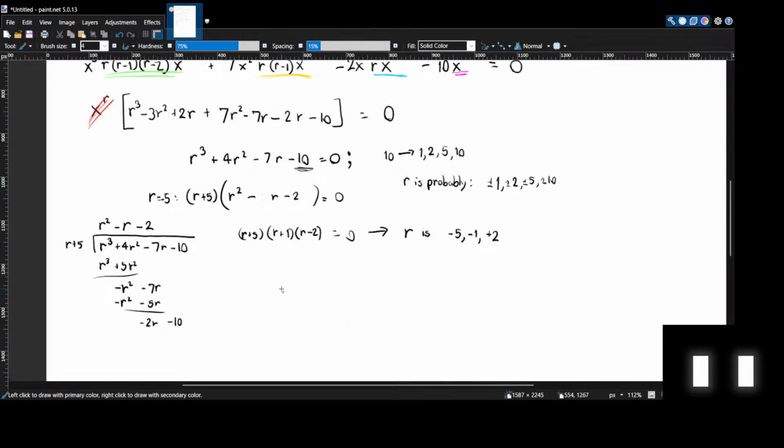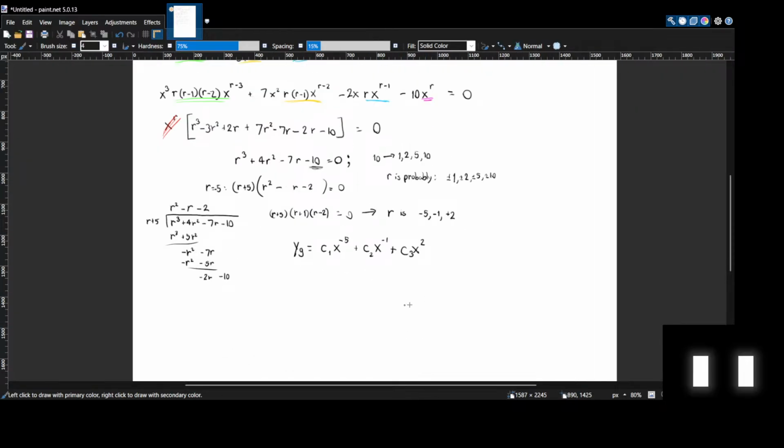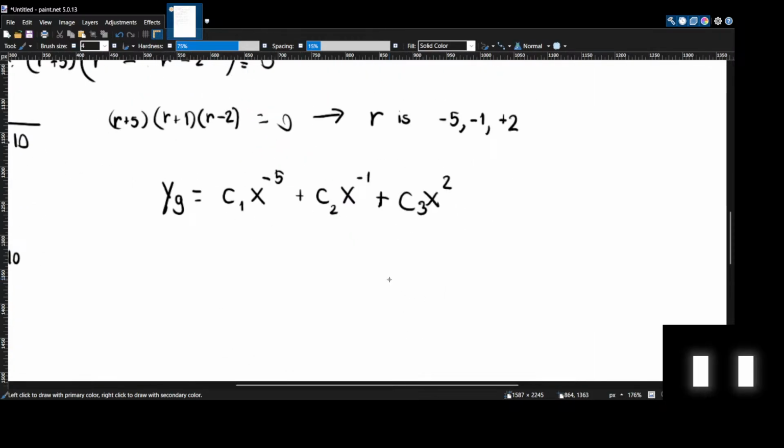Therefore, the general solution is we're gonna have three terms. We're gonna have the first term, which is x to the power of -5. The second term is gonna be x to the power of -1. And the third term is gonna be x to the power of +2. This is the general solution to this problem.